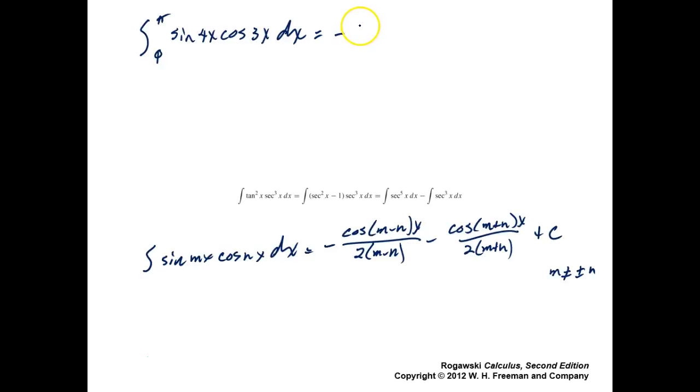Minus secant x, cosine x over 2, yeah, 2 times 1 is 2, minus cosine of what? m plus n, 7x over 14.